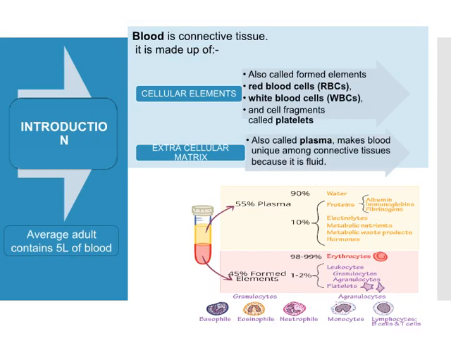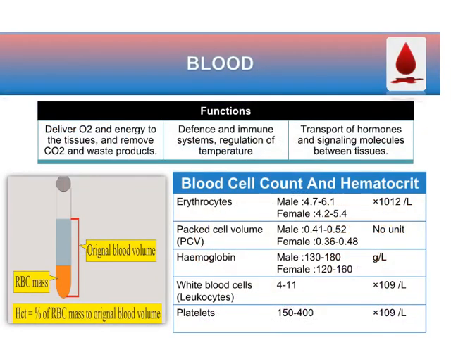cell fragments called platelets. Extracellular matrix, also called plasma, makes blood unique among connective tissues because it is fluid. Functions: deliver O2 and energy to the tissues, and remove CO2 and waste products. Defense and immune systems, regulation of temperature, transport of hormones and signaling molecules between tissues.